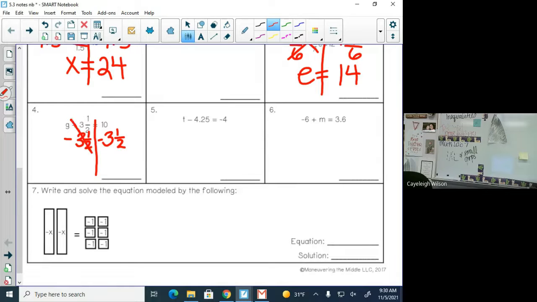So 3 1/2 minus 3 1/2 is 0. So I'm left with G. And then 10 minus 3 1/2, half makes that 4. So that makes 6 1/2. You can put 6.5. I'm totally fine with that.